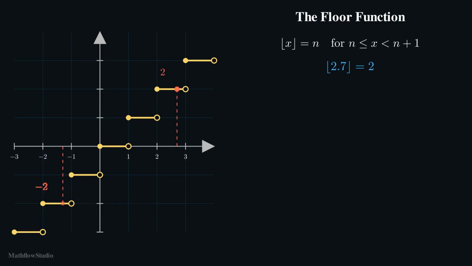But the floor of -1.3 is -2, and not -1. The floor always rounds down the number line, never toward 0. At every whole number, the value jumps by exactly 1, and between them, it never moves at all. Any charge that ticks over only on the hour is the staircase in disguise.